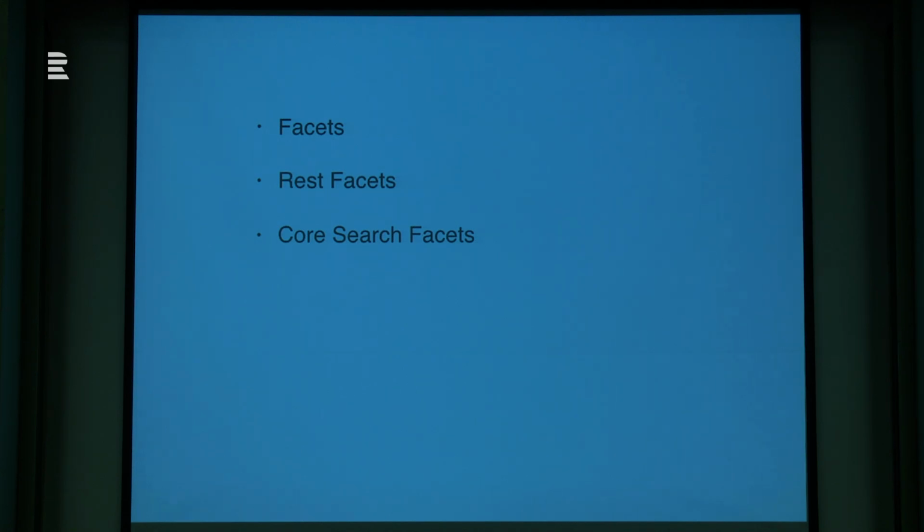So we have facets, that's the main module. We have REST facets to enable facets in a REST display of a view, which means that you have search results and the facets and a link to where you should go or query to have the filtered result. And we also support core search, so we have a submodule to do that as well. Okay.